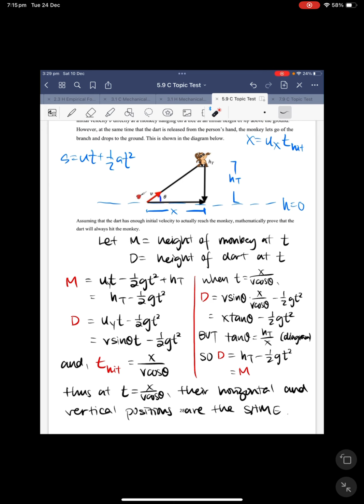Okay, and that's the end of the solutions for the Module 5 topic test.